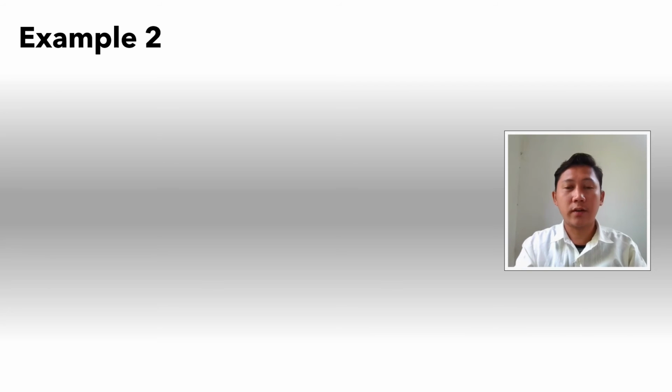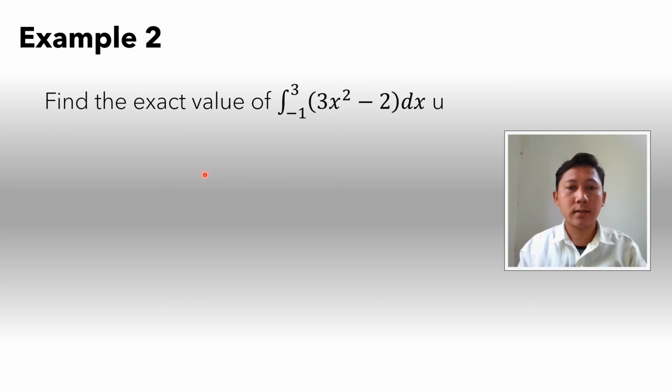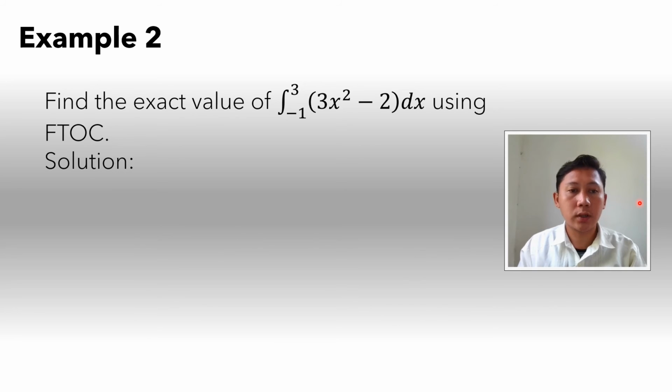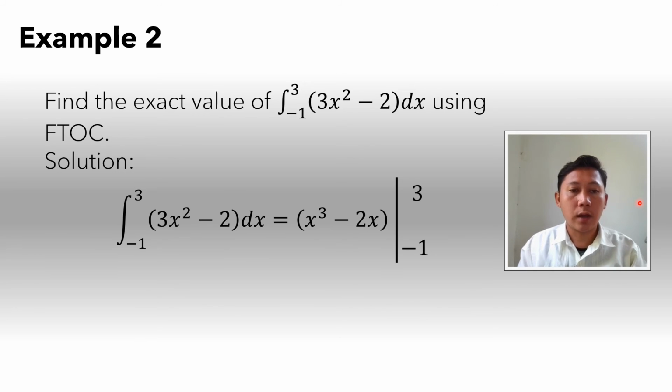Okay, so let's have another example. Find the exact value of the integral of the quantity 3x squared minus 2 dx from negative 1 to 3 using FTOC. For our solution, we have the integral of 3x squared minus 2 dx from negative 1 to 3 is equal to the antiderivative, which is x cubed minus 2x, evaluated from negative 1 to 3.